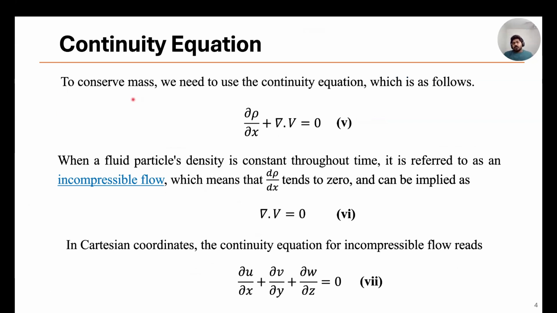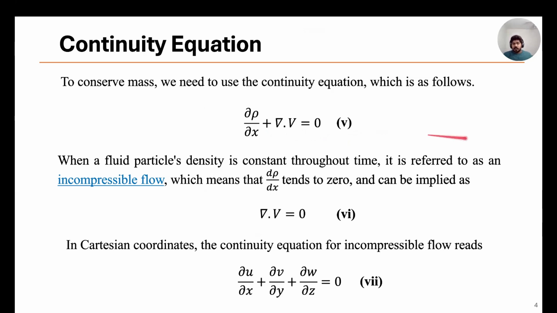So moving forward, for the modeling of a fluid flow, we need to conserve the mass flowing through the fluid flow. To this, we need to introduce the continuity equation that deals with mass conservation. Equation 5 denotes the continuity equation. For an incompressible flow, the density of a fluid particle is constant along the time, which means that the change in the density across the fluid flow length is zero.